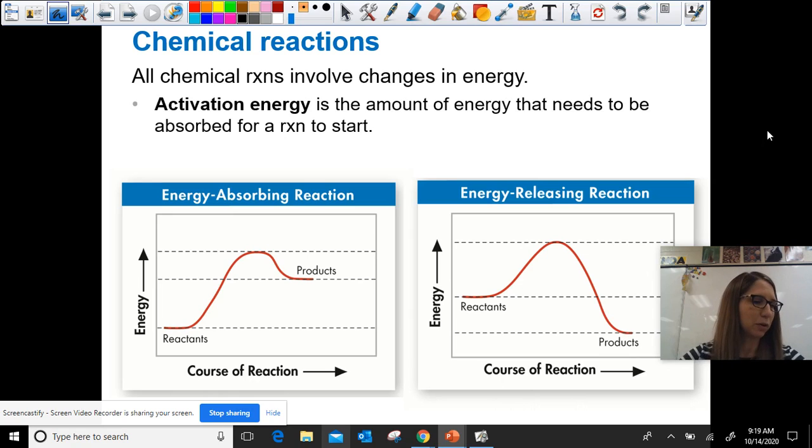When we look at chemical reactions, we know all chemical reactions will involve a change in energy, and that change in energy often comes from the bond energies that we see in our reactants versus those bond energies that we see in our products.